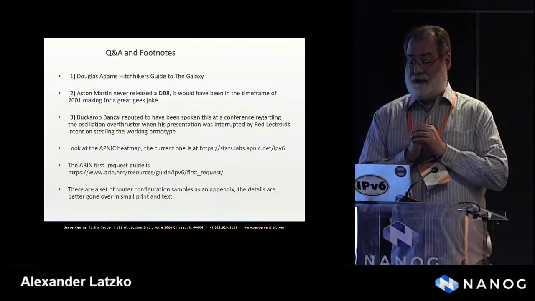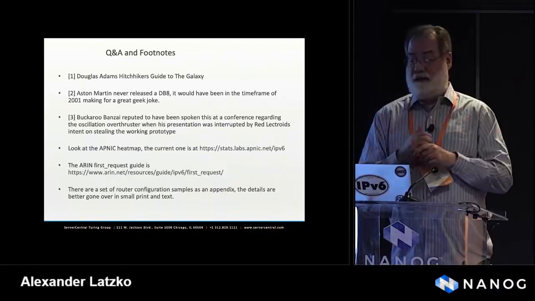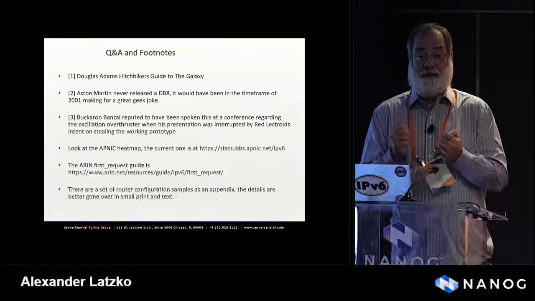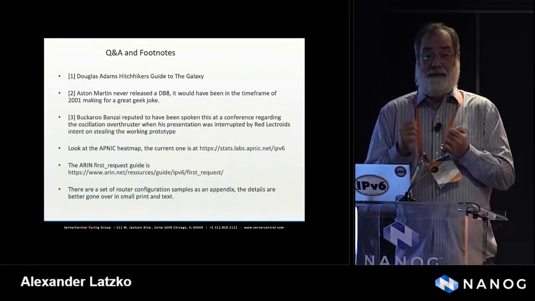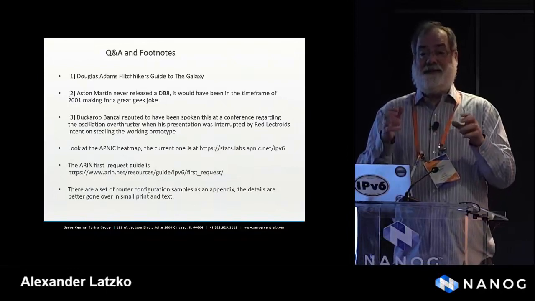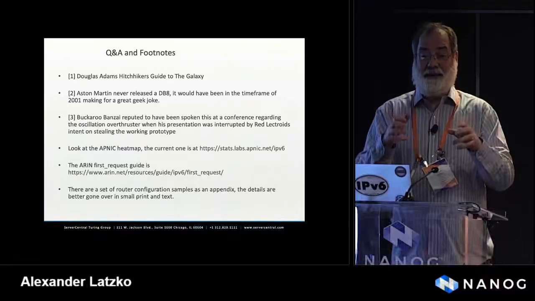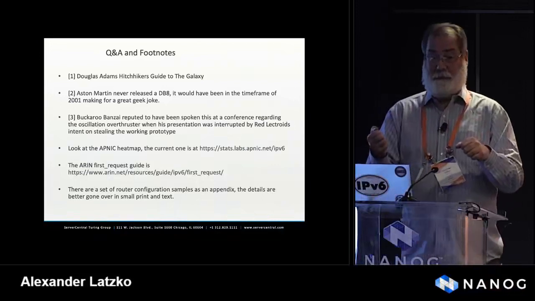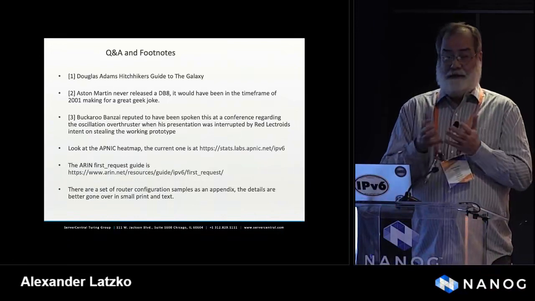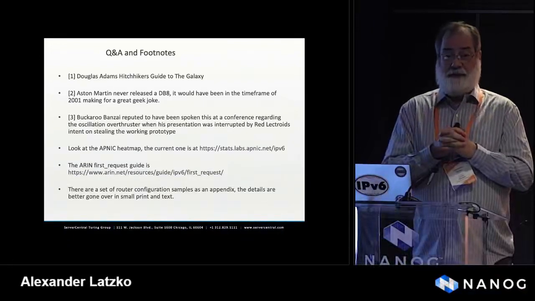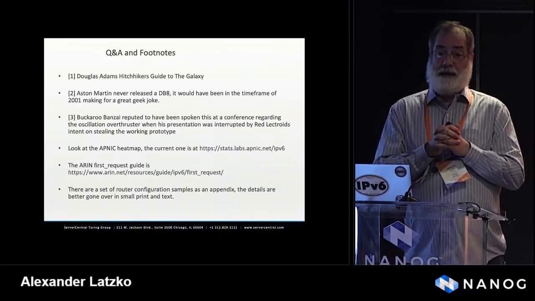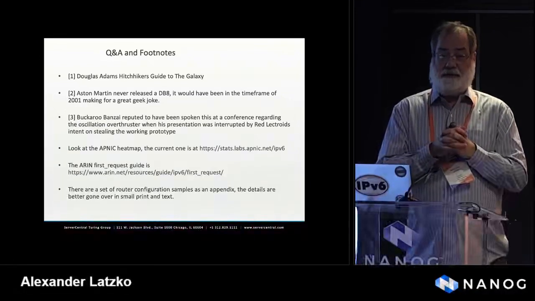Q&A footnotes. Space, it's really big, you got that one. Aston Martin never released the DB8. It would have come out in 2001. But the DB9, the successor to the DB7, was the DB9 because Aston Martin didn't want to be known for putting a V8 into a car that came out with a V12. Okay. The evil, obviously Buckaroo Banzai was reputed to have said that at a press conference. As far as you know, he's still practicing medicine and doing particle physics in New Jersey.